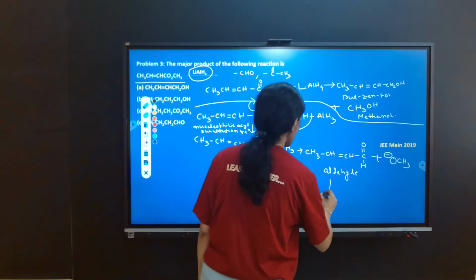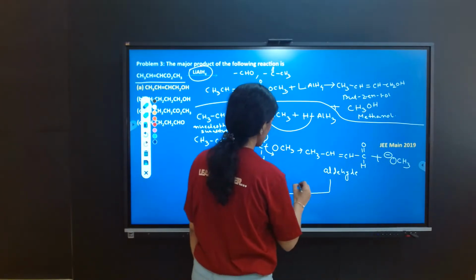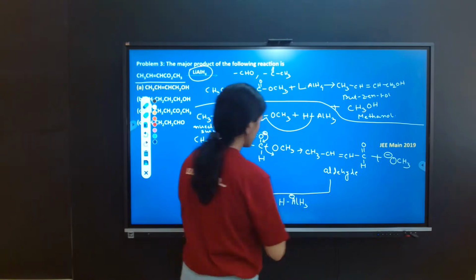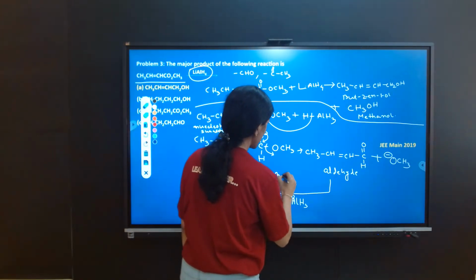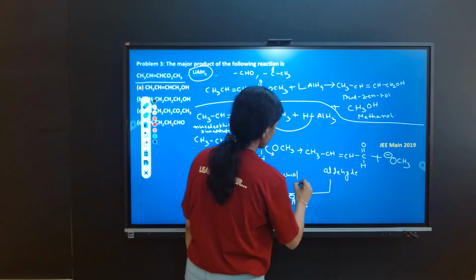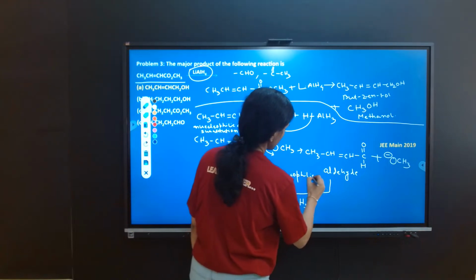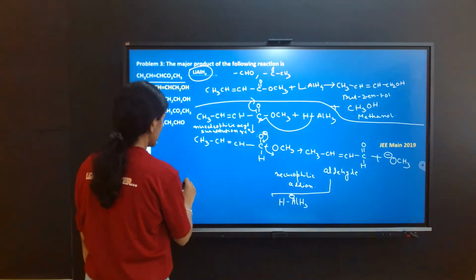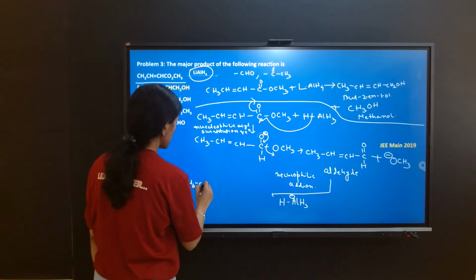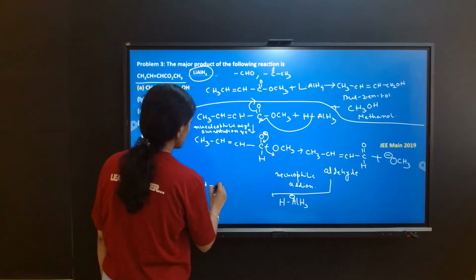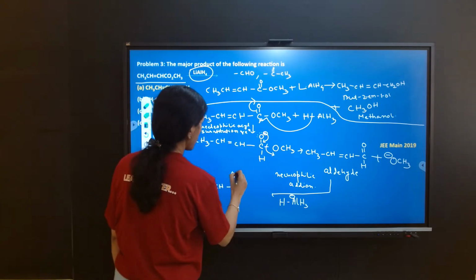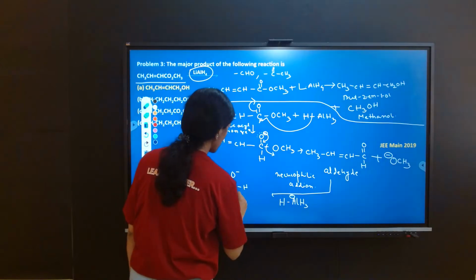Now, if you again consider that AlH4 minus will react via nucleophilic addition, what will be the product? The product will be CH3 CH double bond CH C O minus H H.